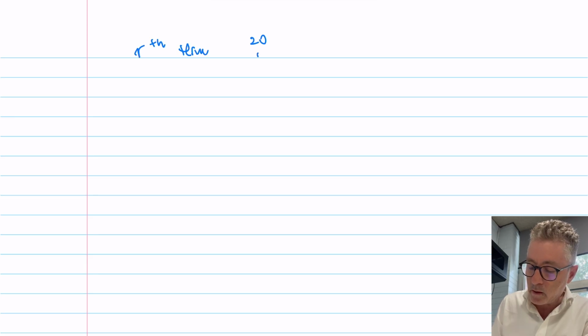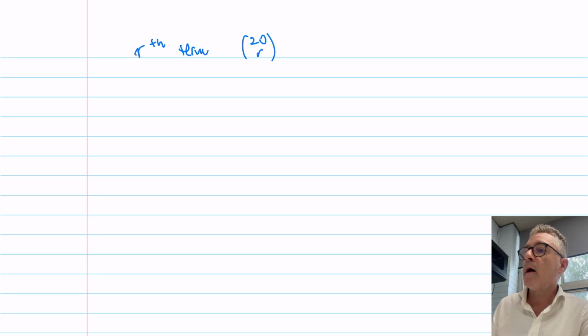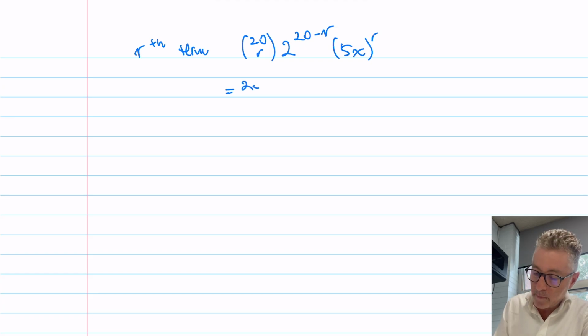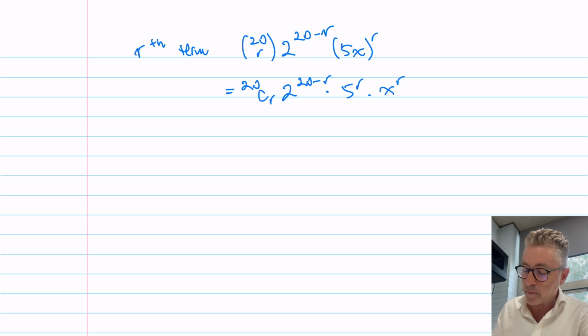What they do is they say the rth term is going to be 20 choose r, and for some reason they put the 2 first. So they say 2^(20-r), and then (5x)^r. That's going to give you 20 choose r, times 2^(20-r), times 5^r, of course, times x^r. They're bringing all the coefficients out the front. They load it that way because in the end, we're just going to compare the coefficients, right?